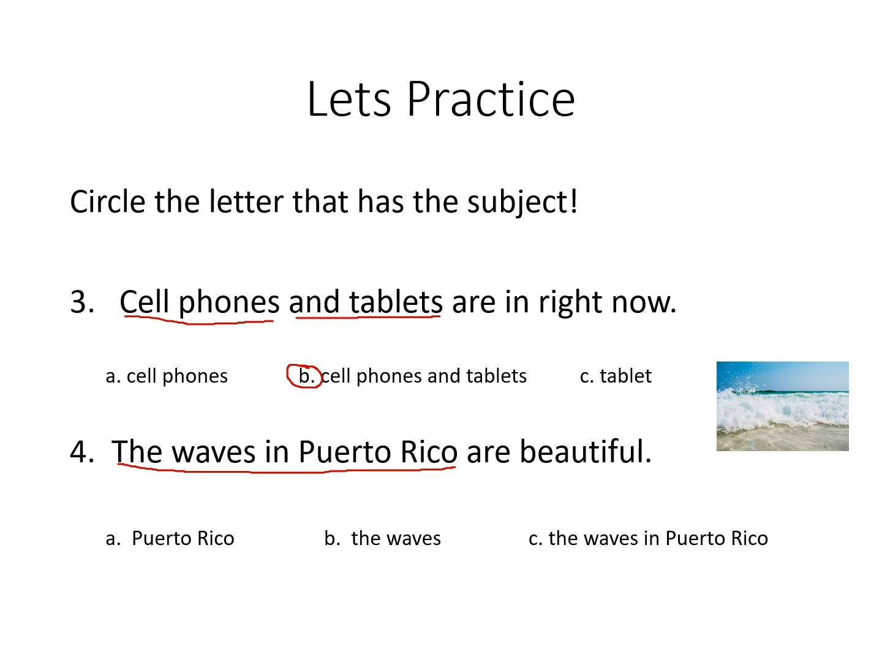So this would be my complete subject, the waves in Puerto Rico. That is the subject of my sentence. That is what I'm focusing on. So let's see. A, Puerto Rico. No. B, the waves. No, that would be incomplete. C, the waves in Puerto Rico. Yes, that is my complete subject. The waves in Puerto Rico.